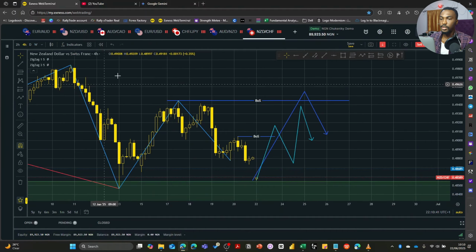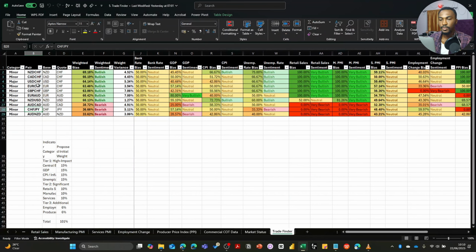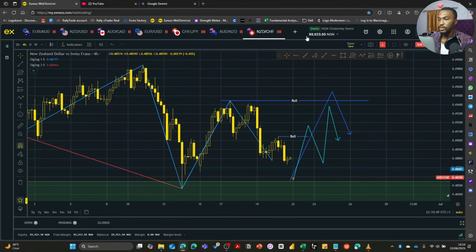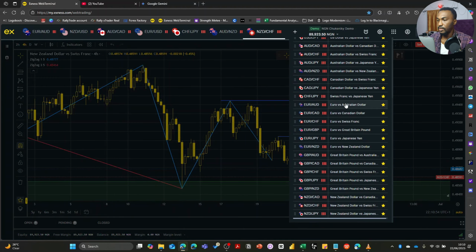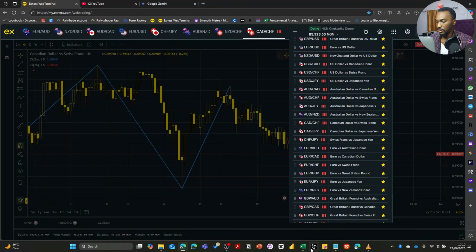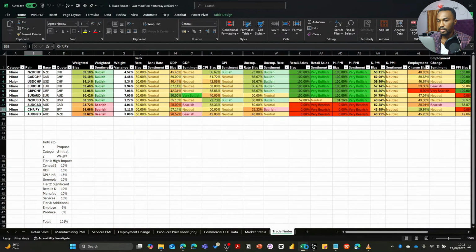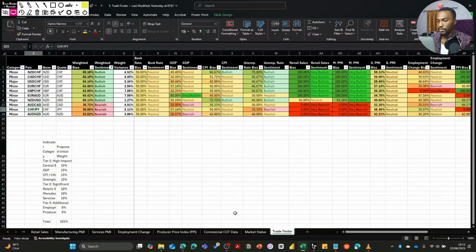So that is it for the New Zealand dollar Swiss franc. Let's go on to the next one immediately. Canadian dollar, US dollar, euro. Let's just put them all together here. The Canadian dollar, the US dollar, US. That's surprising. Wow, US and the euro.